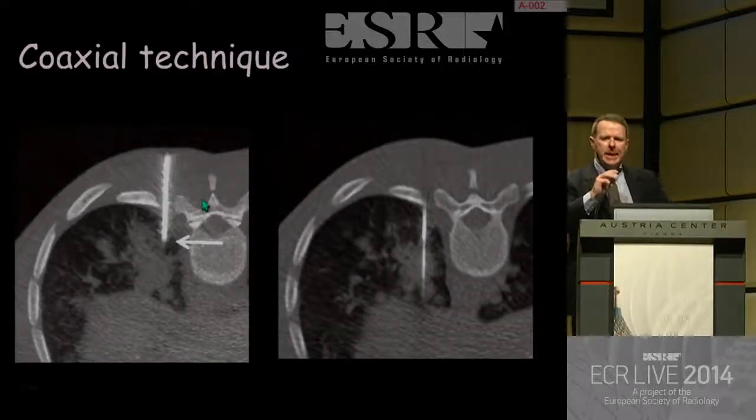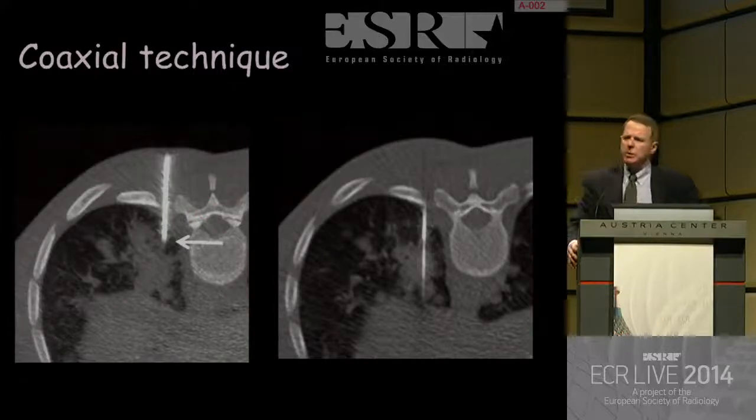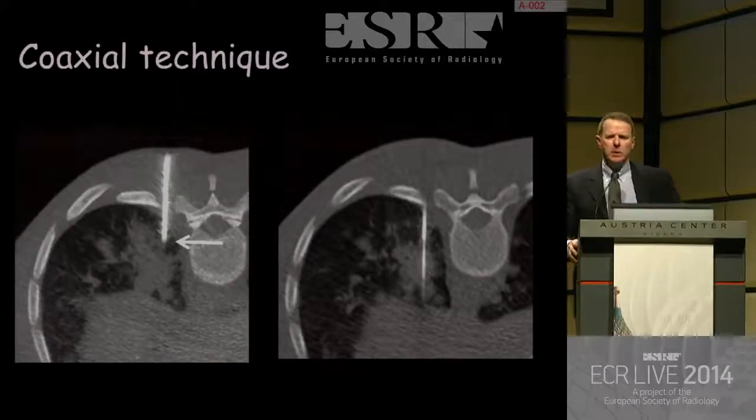This was an area of lung consolidation, which was not clear if it was pneumonia or tumor. So we did a couple of samples with the coaxial system, and this was bronchoalveolar carcinoma.